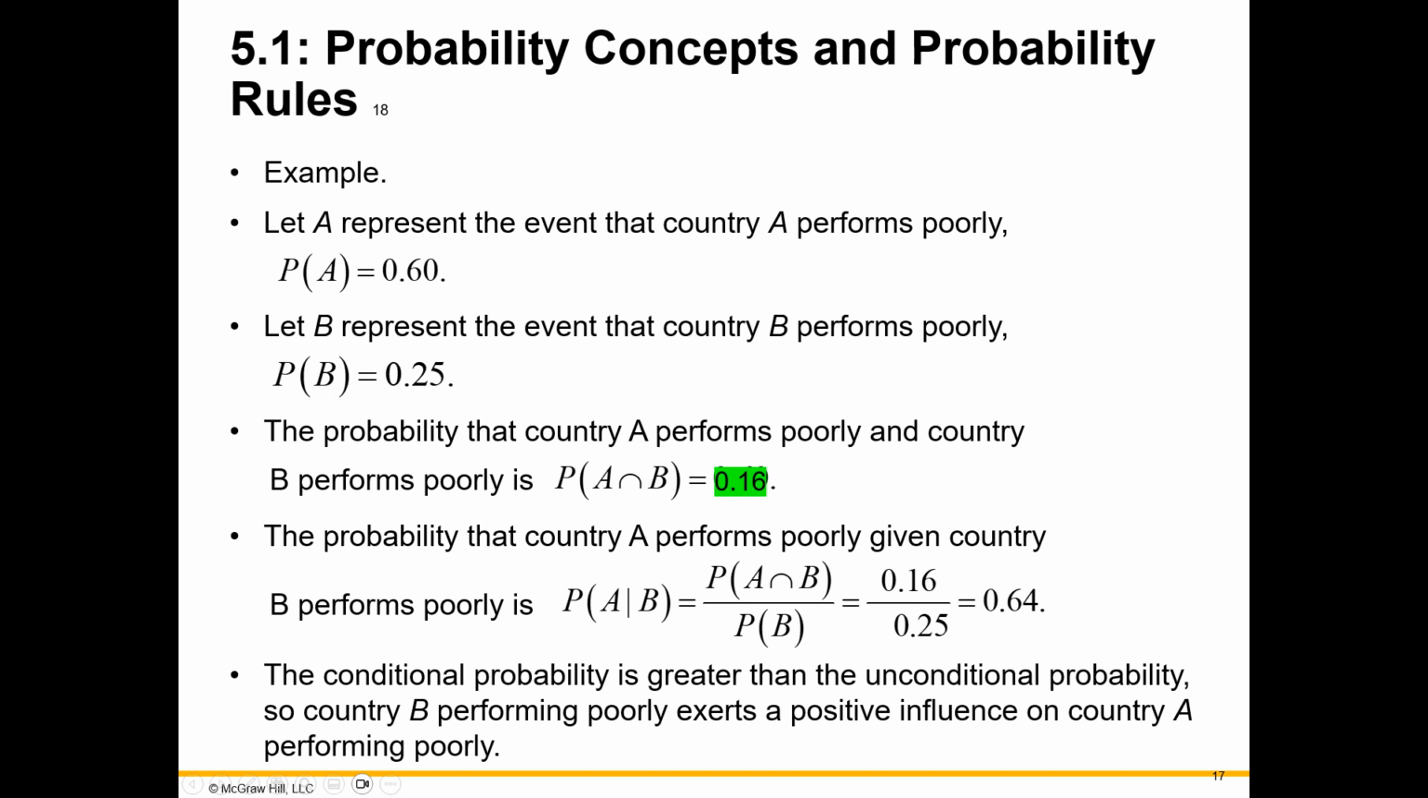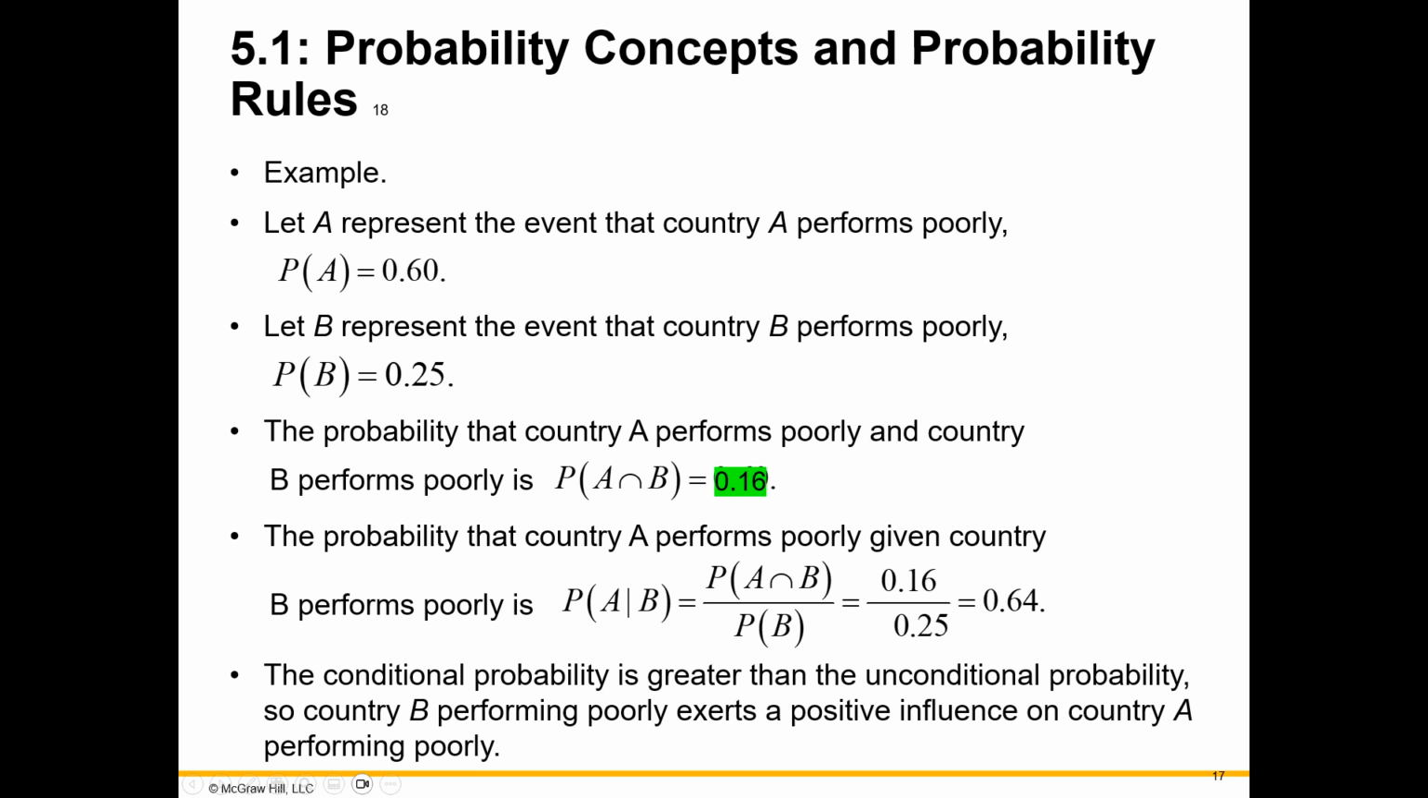Well, now what I can do is I can take the probability that both countries have a poor economic period, 16%, and divide it by the probability of the performance of the country that is conditional for the other one. We're looking for what's the probability that A has a bad period given that B already had a bad period, that performed poorly. So I would divide by the probability of B, and 0.16 divided by 0.25 is 0.64.